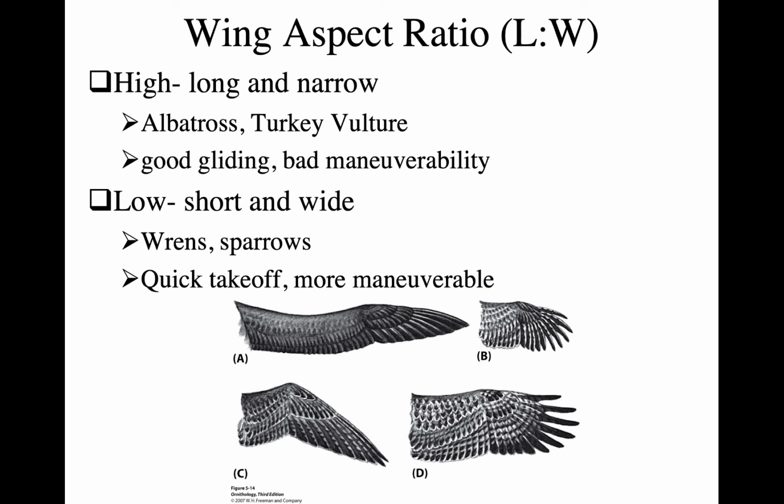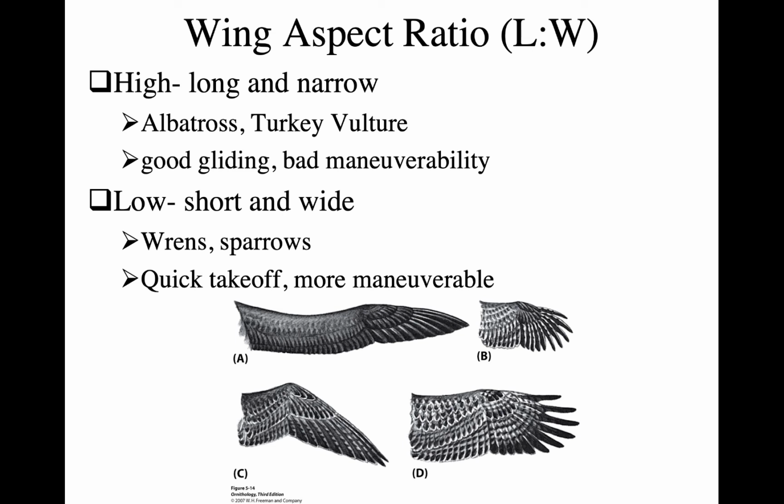These are good for gliding, but really bad for maneuvering. You're not going to see turkey vultures soaring through a forest, for example, right? They just don't have that maneuverability. Same thing for an albatross. They just crash into these trees. They just can't turn and make tight movements in closed spaces.